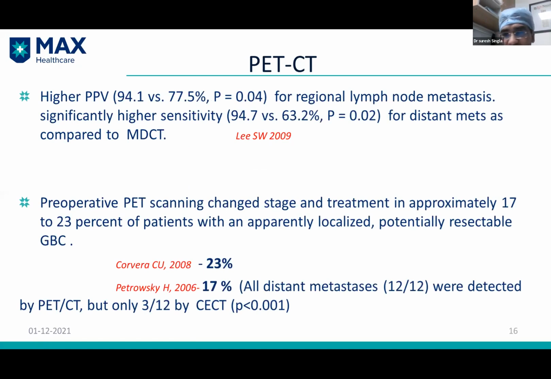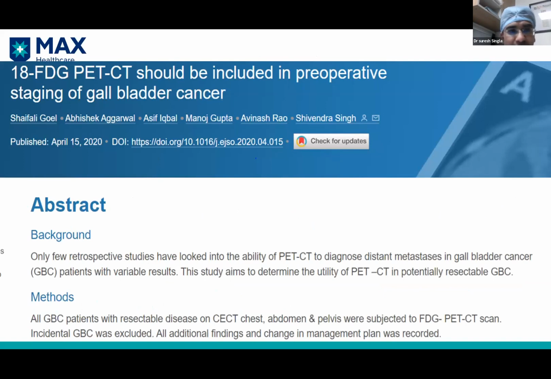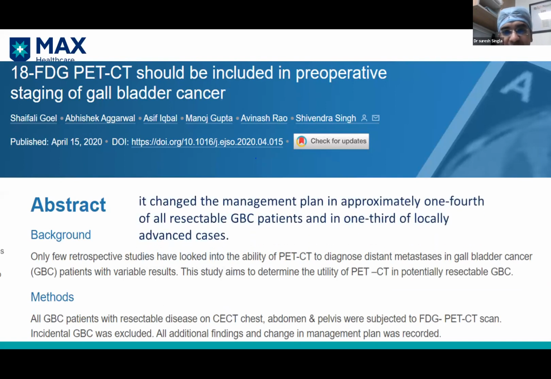Various studies have shown that it has a higher positive predictive value for detection of regional lymph nodes, and a higher sensitivity for detecting distant lymph nodes also. Various studies like Caribou and Petrovsky have shown that it has altered the management in 17 to 23% of the patients. A recent article from Rajiv Gandhi Hospital by Dr. Shivendra also showed that it has changed the management in approximately one-quarter of all resectable GBC patients and one-third of all locally advanced patients.